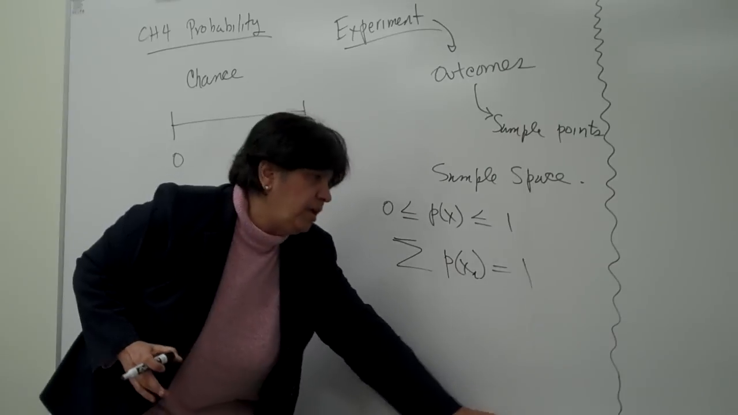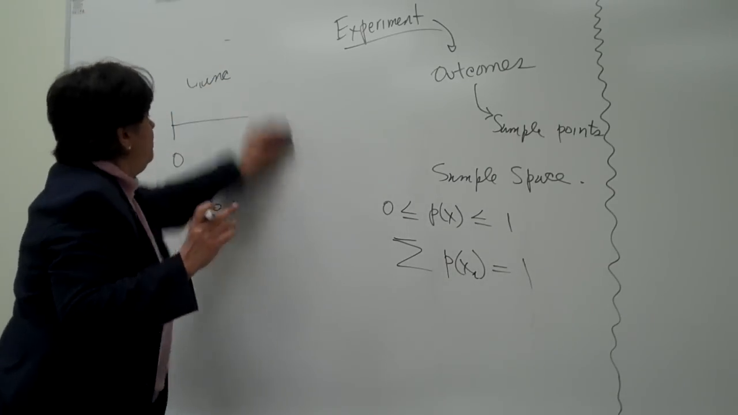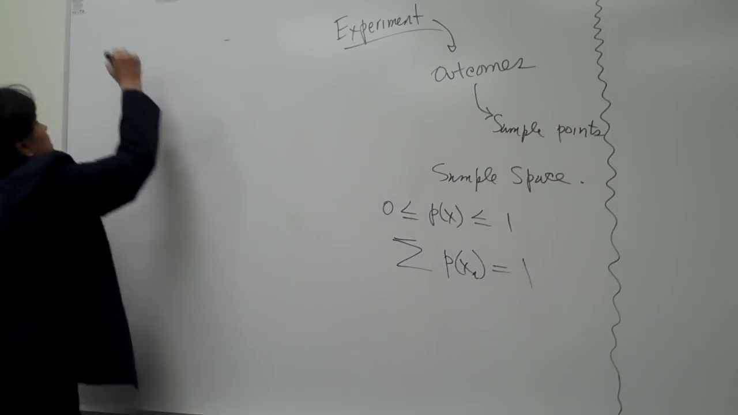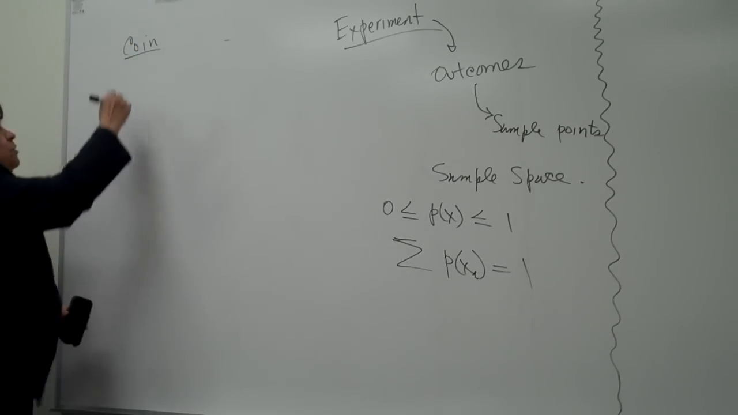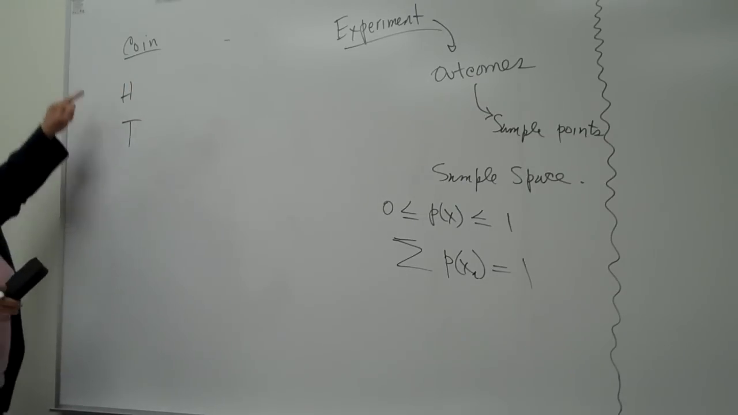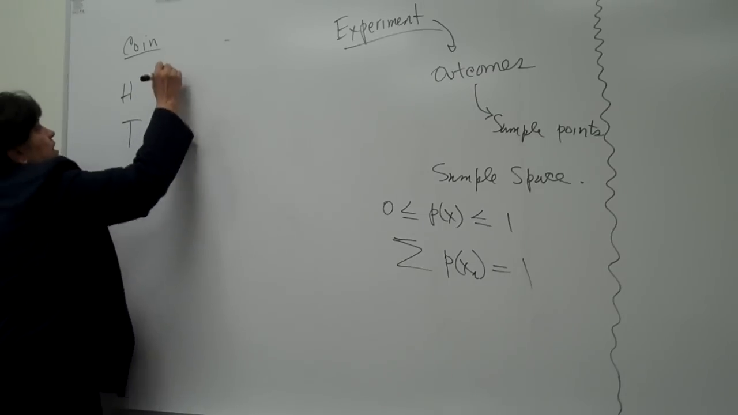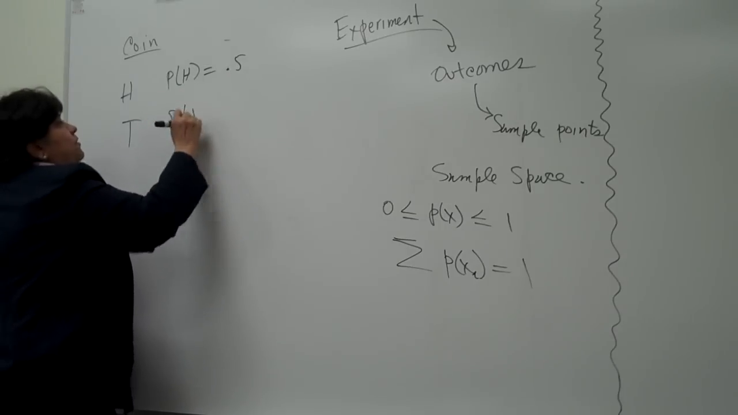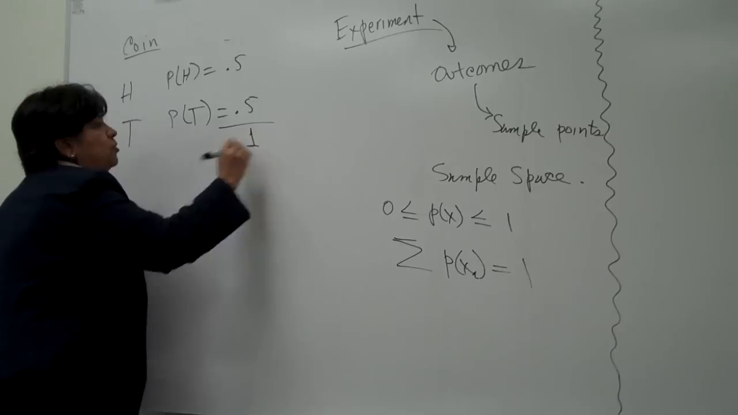For example, we have a coin, a normal coin. If we toss a coin, we have two possible outcomes, head and tail. These are the sample points, and head and tail together is the sample space. The probability of head is equal to 0.5, and the probability of tail is equal to 0.5. If I add these numbers, it is equal to 1.